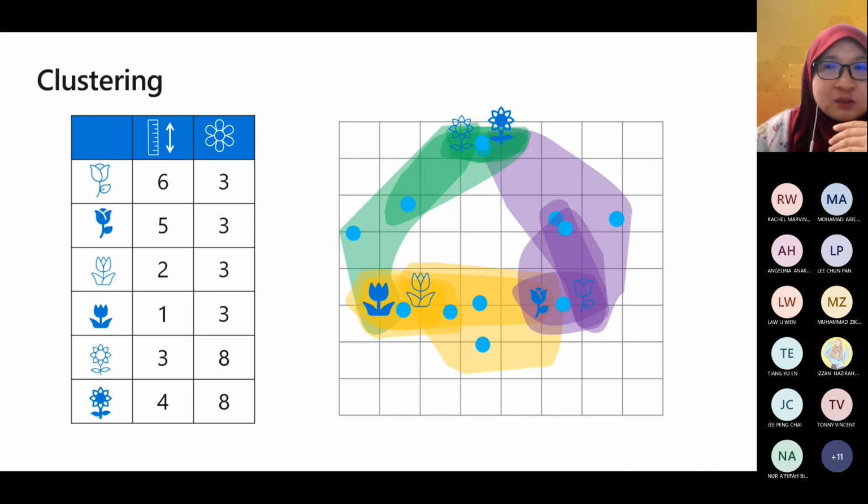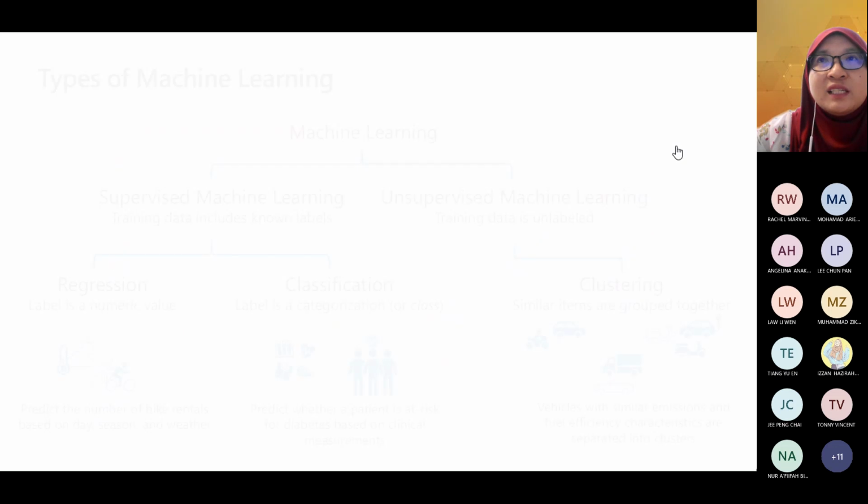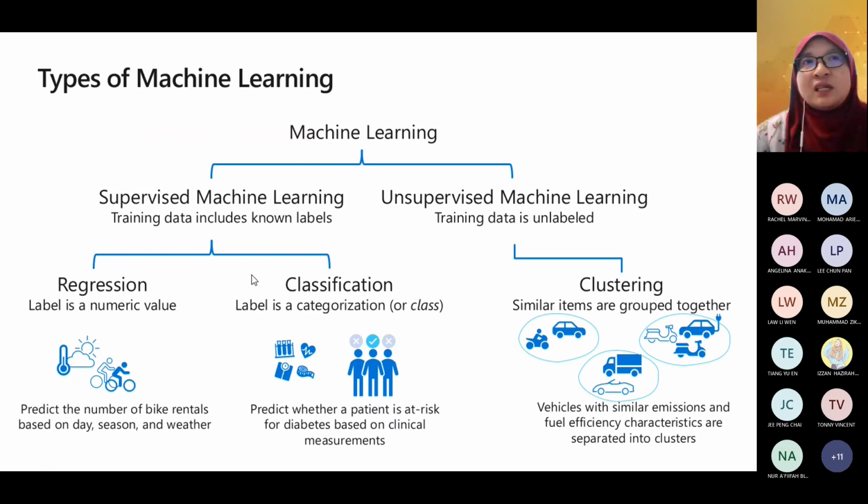So for the next part, don't get confused. Clustering here is not a part of supervised learning. We have covered machine learning, supervised, regression, classification, and now it's actually clustering. It is under unsupervised machine learning, where the training data is unlabeled. This one has labels.